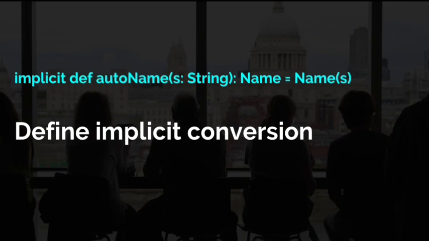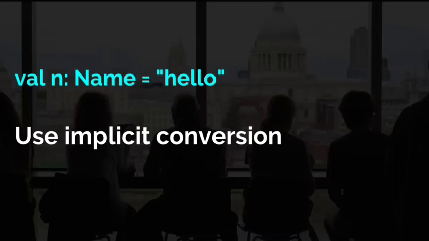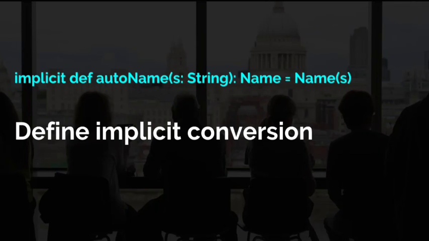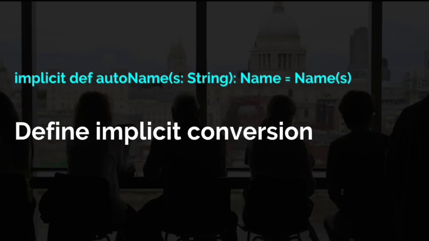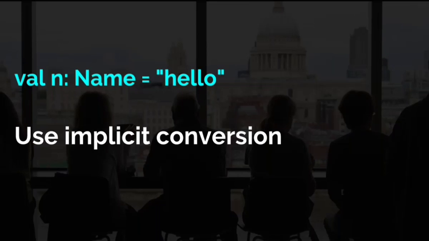And what can I do with it? What I can do with it is I can define a value of type name and assign to it a string. And because I have defined an implicit function which receives a string and returns a name, it's like a constructor, I can just assign the hello to the name. The compiler will look, do I have any implicit conversion from string to name? Yes, I do have. So convert it implicitly.